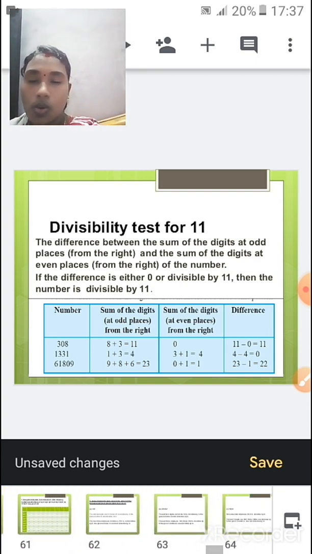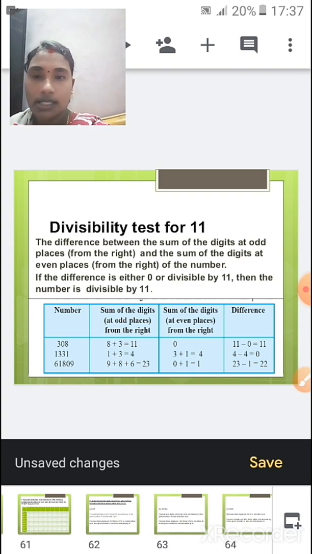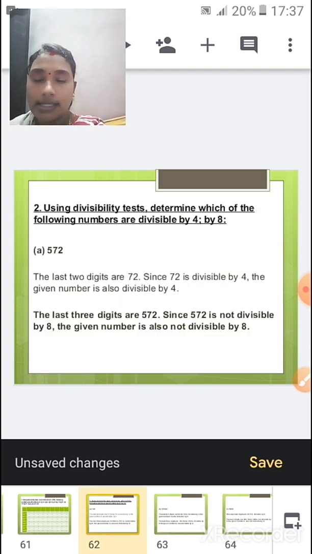Okay, so let us go on to exercise 2.3. So this is the second sum. The first sum we will see later. We will start with the second sum. Using divisibility test, determine which of the following numbers are divisible by 4 and by 8. So what is the divisibility test for 4 and 8? Yes, for 4 we have to check the last two numbers whether they are divisible by 4. And for 8 we have to check last three numbers are divisible by 8.